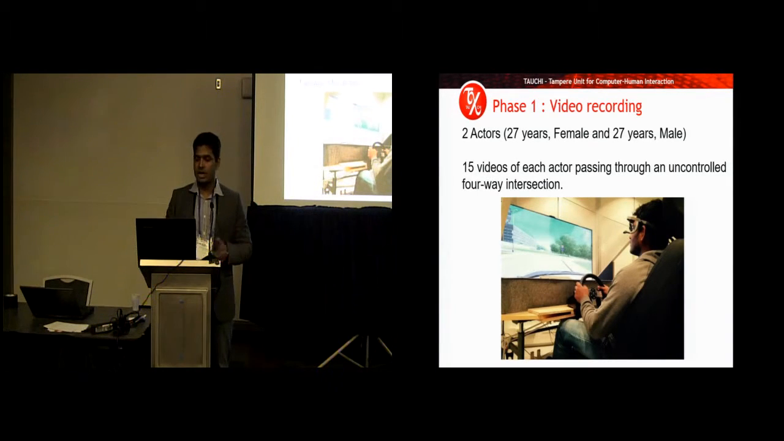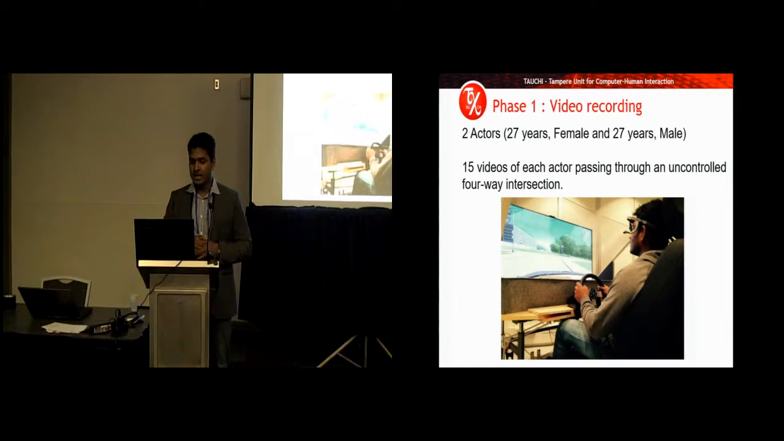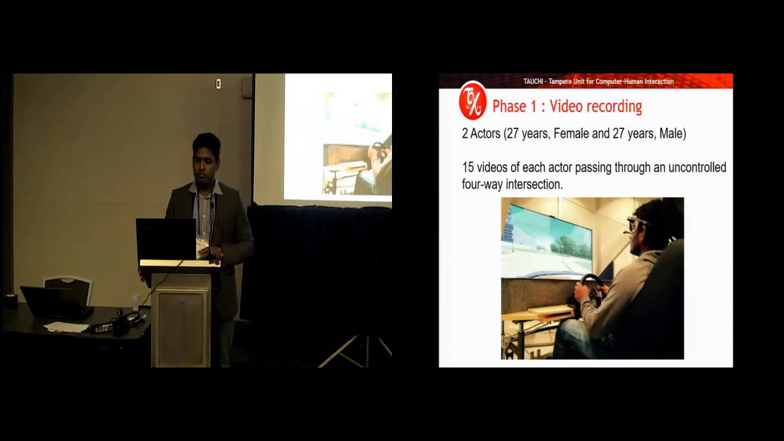They did not know the real purpose of the study until the whole recording was done. The reason being that we thought knowing that would probably bias their gaze behavior, and they might do exaggerated eye movements that would enable easier prediction. All right, so we recorded 15 videos of this car driver passing through an uncontrolled four-way intersection. So they had 3 turn possibilities. They could either turn left, turn right, or go straight.